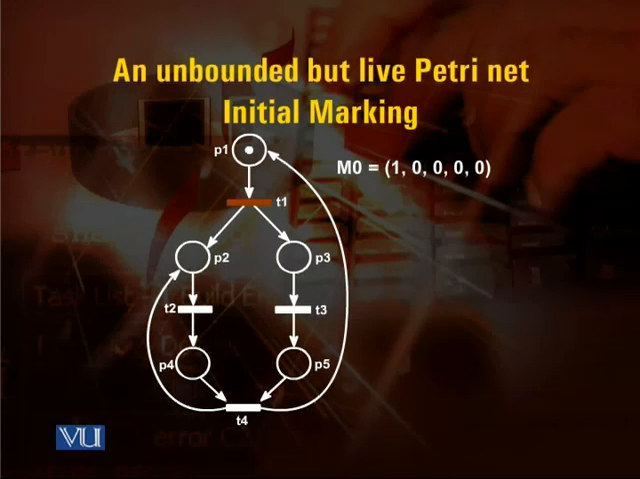Now we fire this transition T1. Let us see what happens. When T1 fires, it will take one token from P1, and it has two outputs, that is P2 and P3. So it will deposit one token each into P2 and P3. So let us do that.